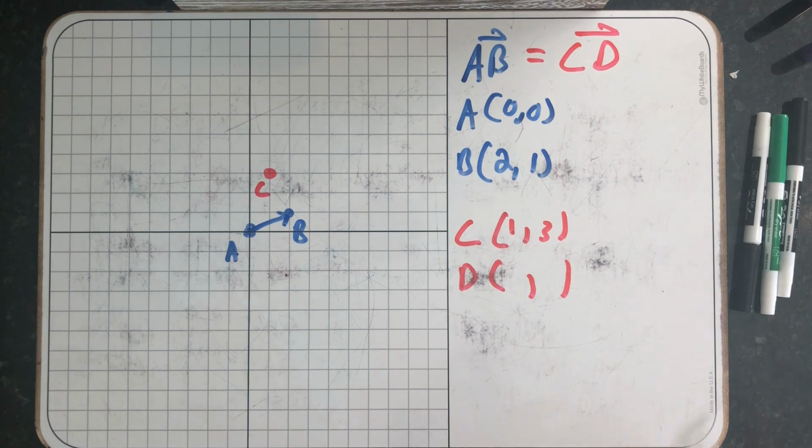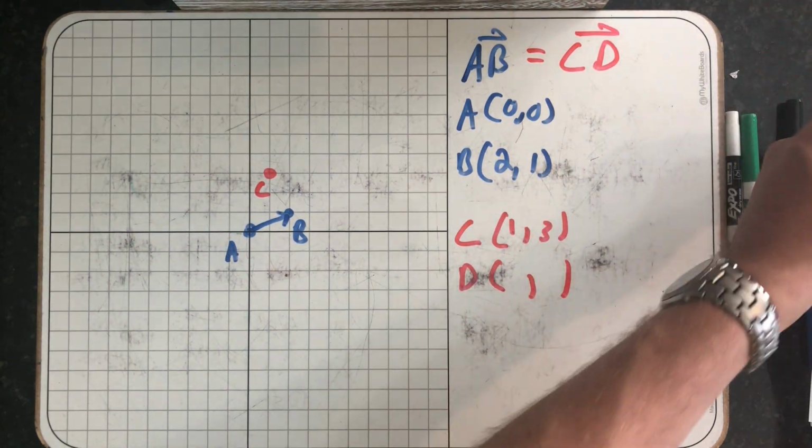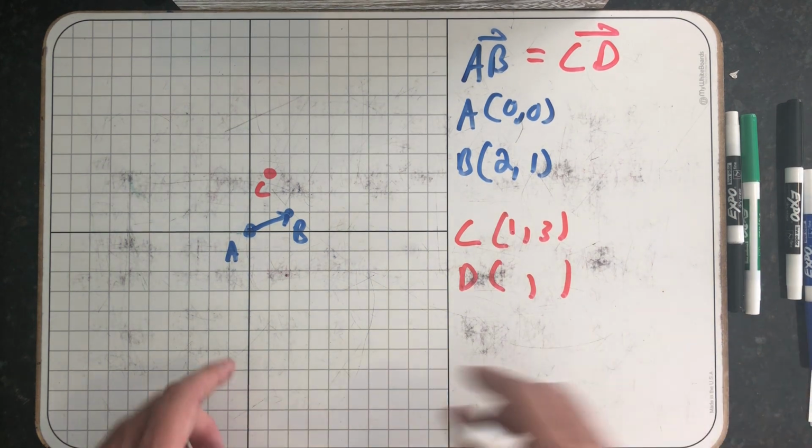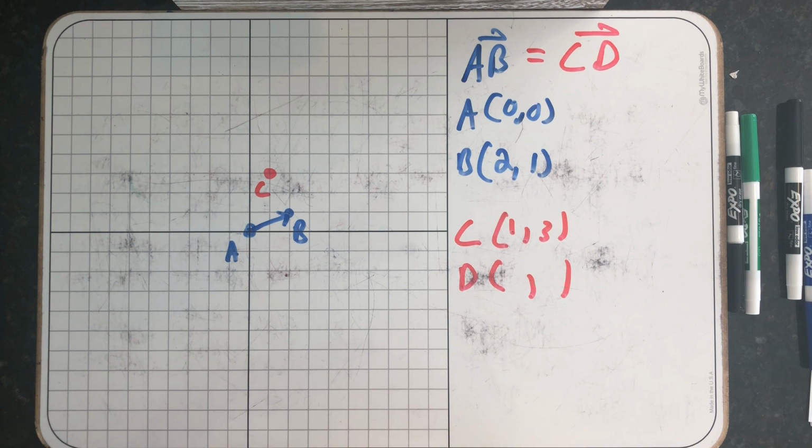And I actually think this is a good place for you to pause the video and just see if you can think your way through this problem. Where will the vector CD end? Where will its terminal point be so that it's pointing in exactly the same direction, it has exactly the same length as the vector AB?